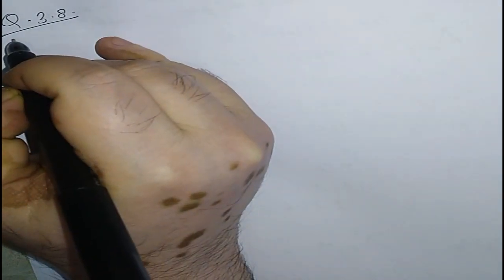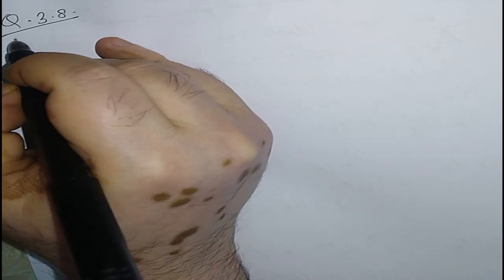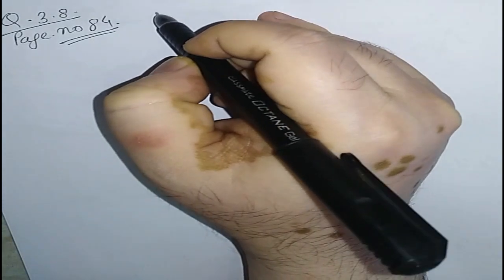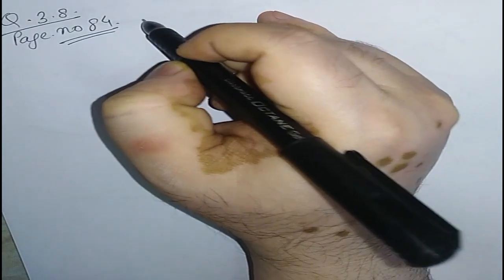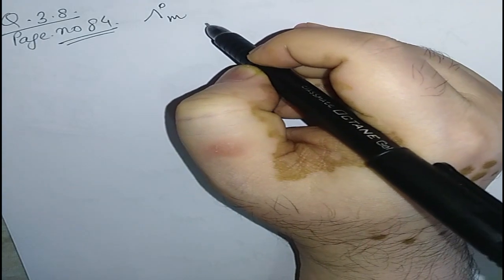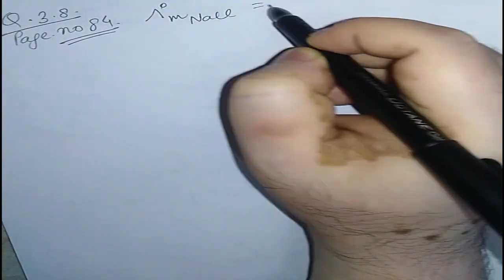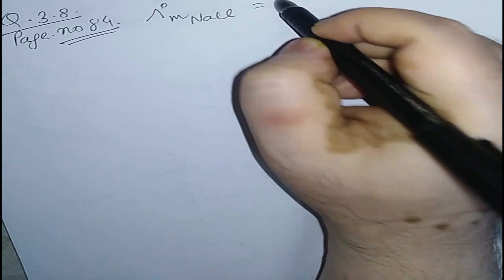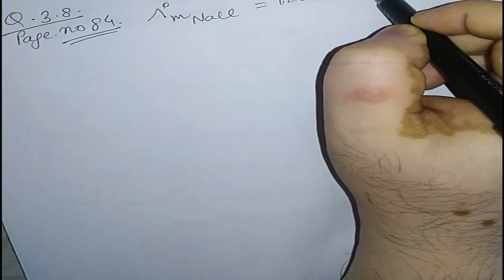See question number 3.8 of page number 83, page number 84. The question says that lambda m for NaCl is equal to 126.4 Siemens centimeter square per mole.